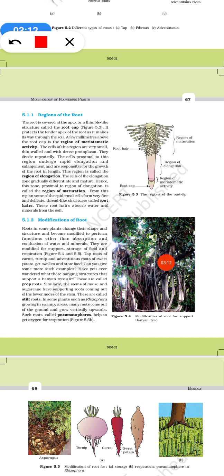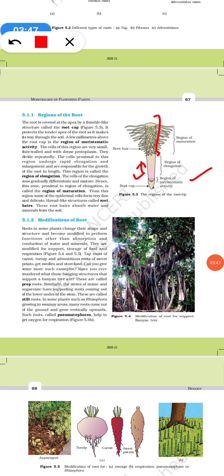The root is classified into four regions. One is the root cap, the covering. Then we have the region of meristematic activity. Then the region of elongation, where growth by elongation takes place. Then the region of maturation, and then we have root hair. The root cap is a thimble-like structure that protects the tender apex of the root as it makes its way into the soil. So it avoids any wear and tear to the meristematic area.